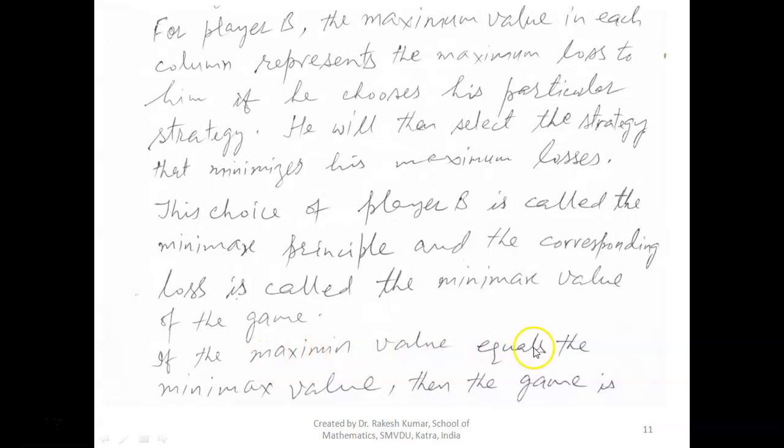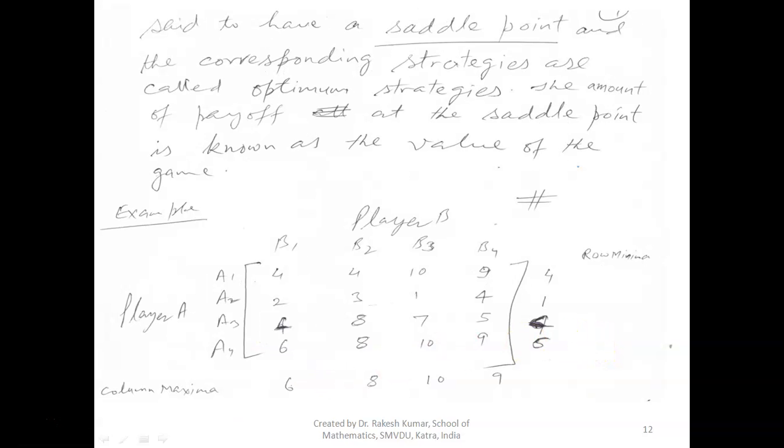If the maximin value equals the minimax value, then the game is said to have a saddle point, and the corresponding strategies are called optimal strategies. The amount of payoff at the saddle point is known as the value of the game. Okay, so this is the maximin minimax principle. Now let's try to understand it with the help of an example.